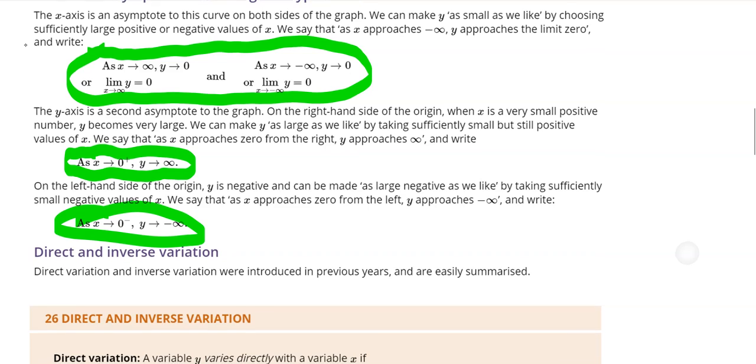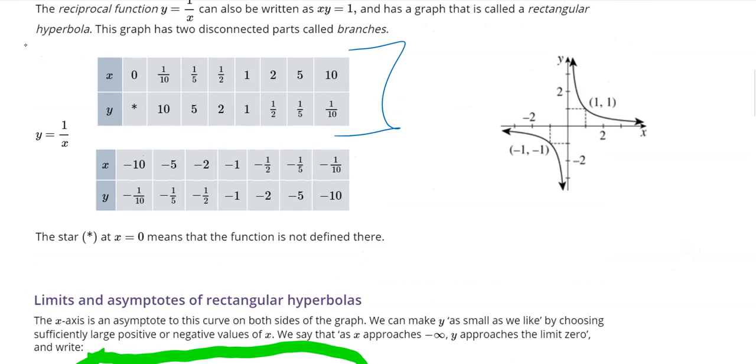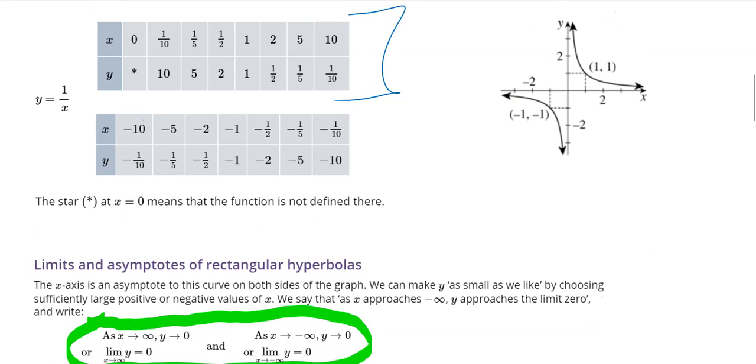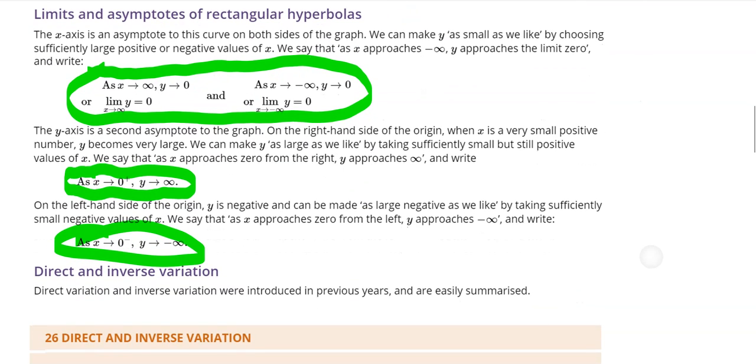The x-axis is, oh sorry, the y-axis. So we have two asymptotes here. We have the horizontal asymptote and a vertical asymptote. It's going to be very similar, probably just words going in a slightly different way, but describing the nature of the graph as y gets very large in the positive and negative directions. So the y-axis is the second asymptote in the graph.